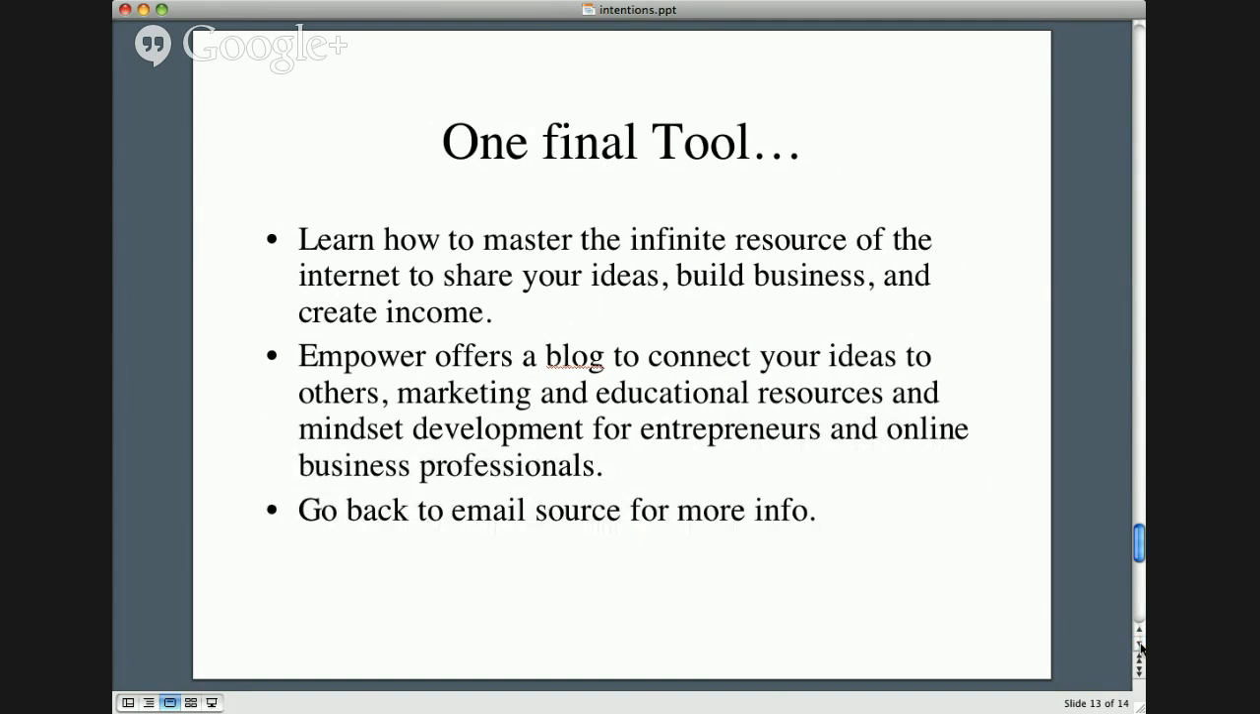Moving on. One final tool I want to talk about, thinking in terms of manifestation, is that manifesting, visualization, all of those intentions are ancient, foundational tools. We live in a modern day with the internet, and we can take the ancient tools and mix them in with modern technology, and we have the internet at our fingertips. So one final idea to marry with visualization and intentions is, what's the possibility in your life of using the infinite resources of the internet to share your ideas, to build a business, and to create income.